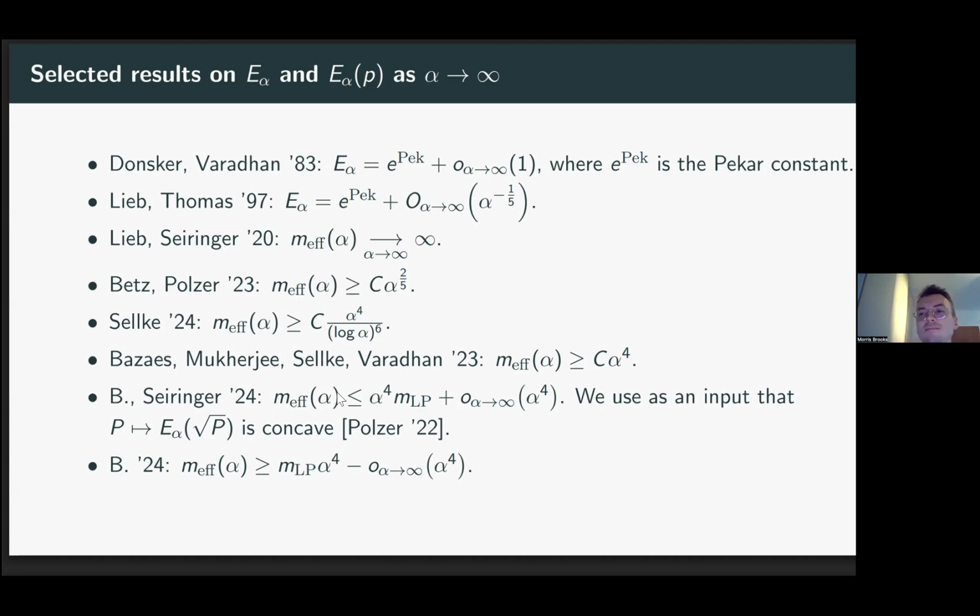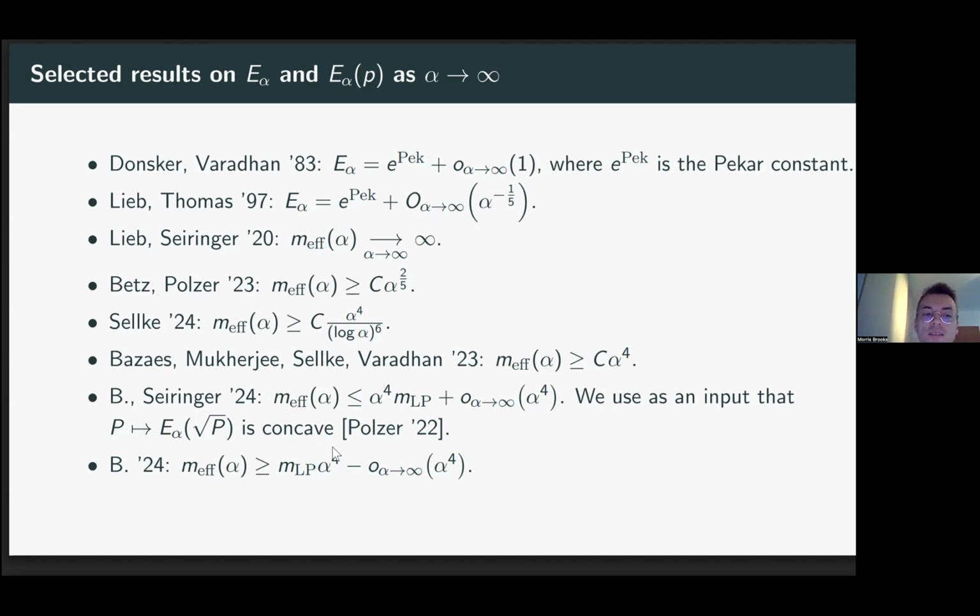However, the thing is, concavity, I mean, this is an inequality, so this only helps you in one direction. As a matter of fact, because we had to use this result from Polzer, we were not able at this point to state the lower bound. So we would need convexity as well to do the lower one, but of course this doesn't hold.